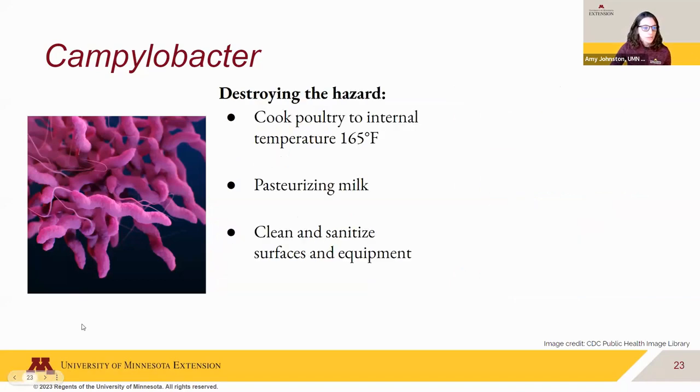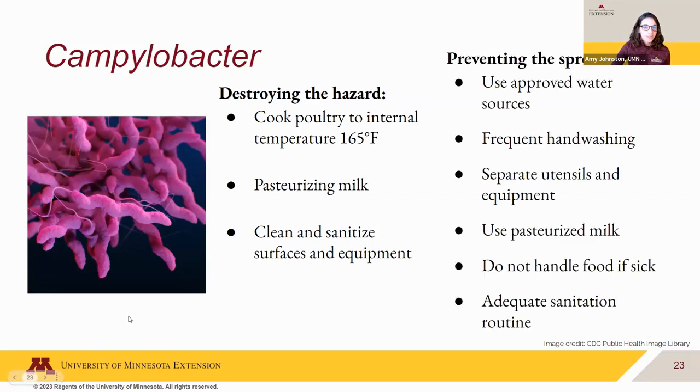So Campylobacter can be destroyed or killed by thoroughly cooking poultry to 165 degrees Fahrenheit and pasteurizing milk. Properly cleaning and sanitizing equipment and utensils and surfaces before and after handling raw poultry and meat can prevent contamination from any spills that may have occurred.